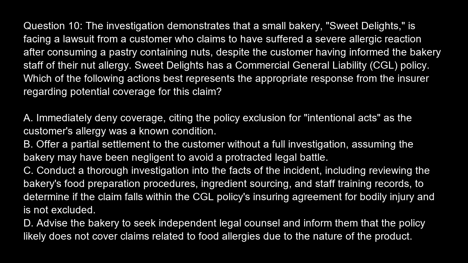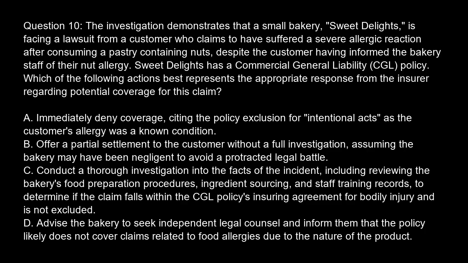Option A. Immediately deny coverage, citing the policy exclusion for intentional acts as the customer's allergy was a known condition. Option B. Offer a partial settlement to the customer without a full investigation, assuming the bakery may have been negligent to avoid a protracted legal battle.